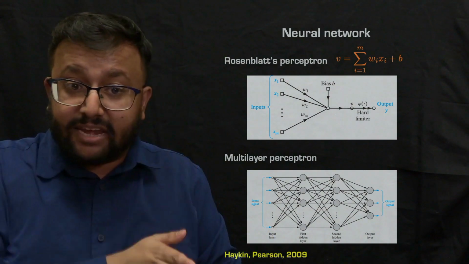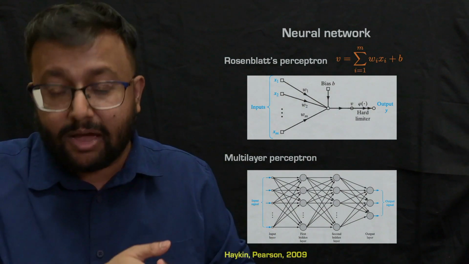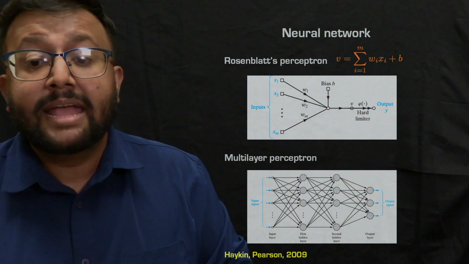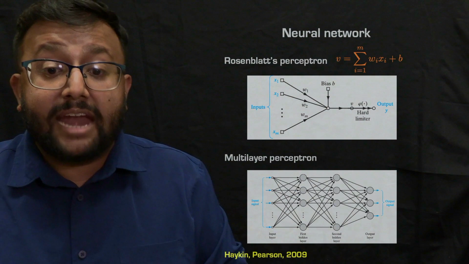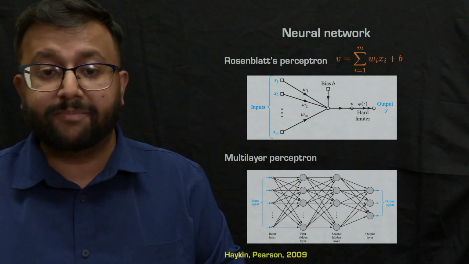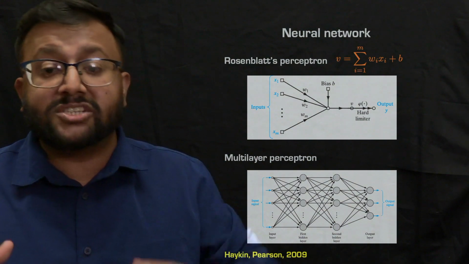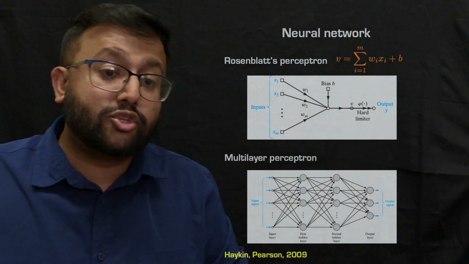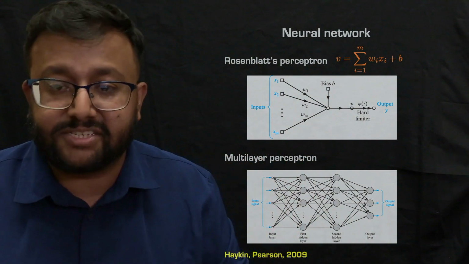The input signal on the left, so this x1 to xm, is propagated, right? And they're propagated through the network layer by layer until it reaches the output, right? Now the activation functions and the outputs are modified in this forward phase step, right?